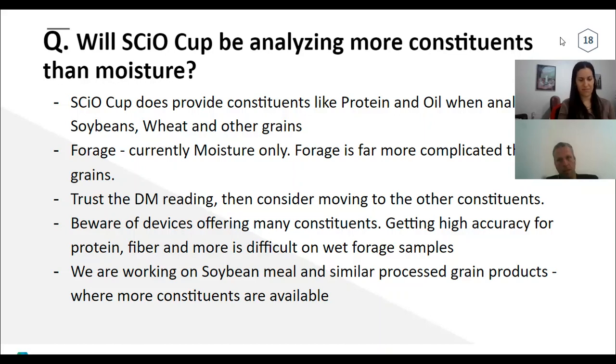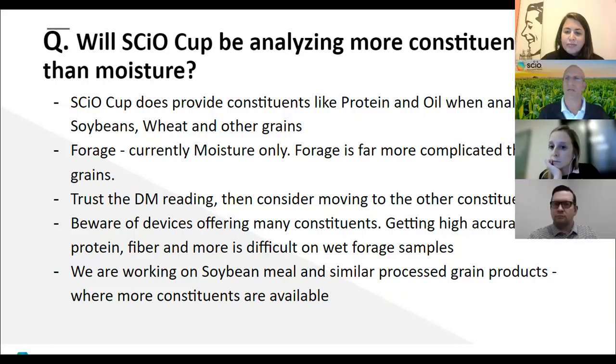Just to give you an example, today at a laboratory, if a laboratory was to use near infrared to analyze forage, they would usually dry it down and then do the tests for all the other constituents like NDF, ADF, protein, starch, and so on. They would normally dry down the forage. Obviously this is not something you do on your farm, and that's why we're very careful in moving to other constituents. We're focusing our efforts on making moisture as good as we can.